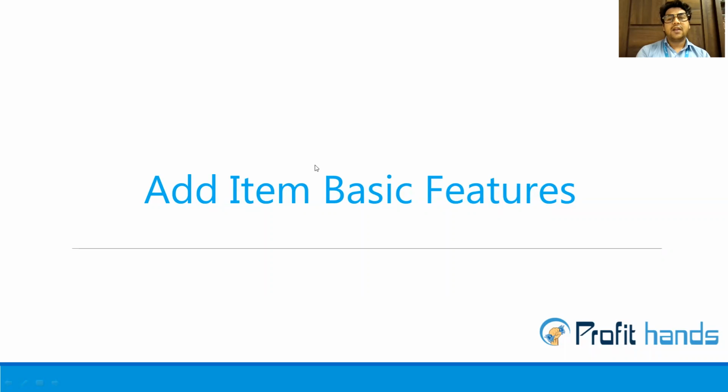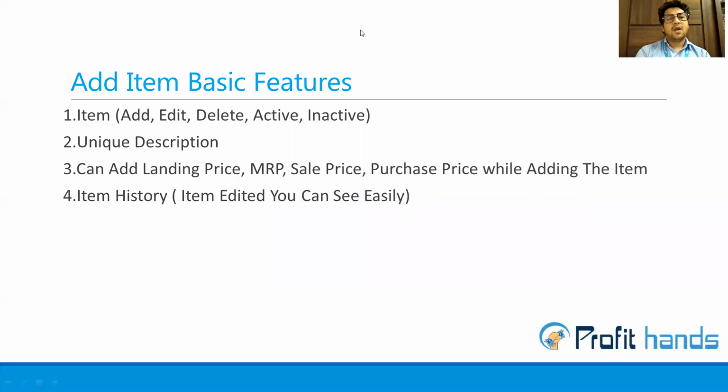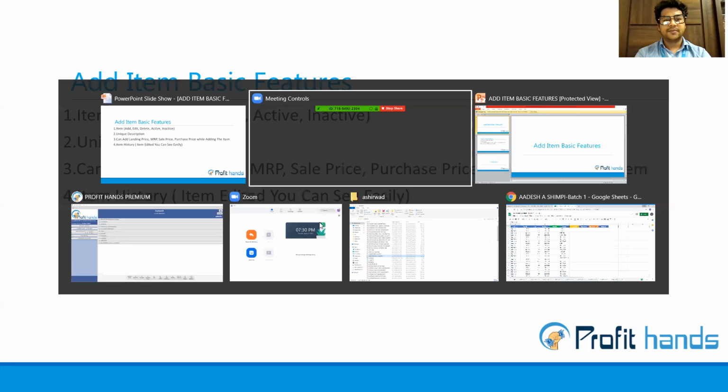Today we will cover the add item basic feature. In this we are going to see some basic features like how to add an item, edit, delete, what are active and inactive items, and the unique description for a particular item. Then we will see the landing price, MRP, sale price, etc. And in the end we will see how to view item history if anybody has modified a particular item. So let's open the software and start with item addition.